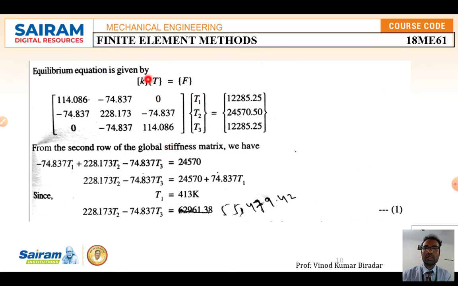That is the equilibrium equation, K into T is equal to F. Substitute the global stiffness matrix K value. Here the nodal temperatures from the given diagram are T1, T2, T3. F we calculated, so substitute here.